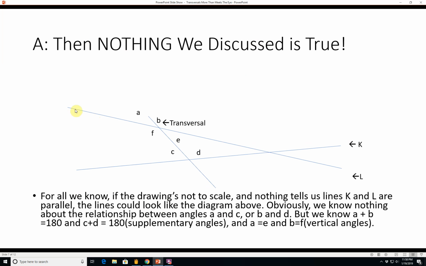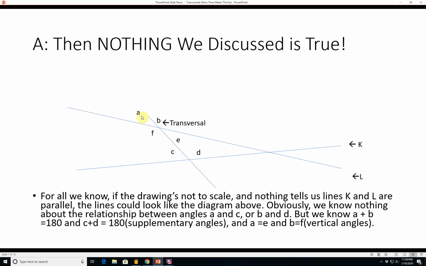So let's say that diagram, if it's drawn to scale, actually looks like this. Here's line K, here's line L. You can see that they cross each other, so they're not parallel. So here you have angle A and angle B, F, E, C, D. So if the drawing's not to scale and nothing tells us lines K and L are parallel, the lines could look like the diagram above. Obviously, we know nothing about the relationships between angles A and C. If these were parallel, these two angles would be congruent, A and C, but they're obviously not here.